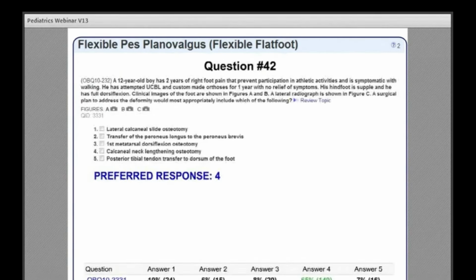So back to the question, a 12-year-old boy has 2 years of right foot pain that prevents participation in athletic activities. He's attempted and failed bracing. His hind foot is supple, and he has full dorsiflexion. So the preferred response is number 4, calcaneal neck lengthening osteotomy. About 2/3 of you got that right. Lateral calcaneal slide osteotomy is indicated for varus hindfoot deformity. The other answers were infrequently chosen, but the preferred response is number 4.